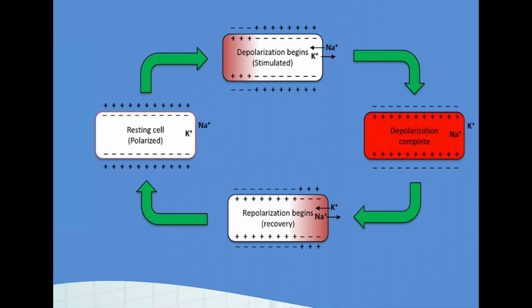Potassium is a dominant intracellular ion, meaning that there's a lot of potassium inside the cell, and sodium is the dominant extracellular ion, which means there's a lot of sodium outside of the cell in a normal state at rest. During depolarization, sodium rushes into the cell and potassium exits the cell. During repolarization, the cell uses its sodium-potassium pump to create the resting polarized state once again.